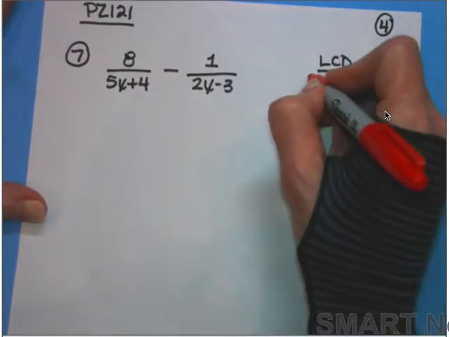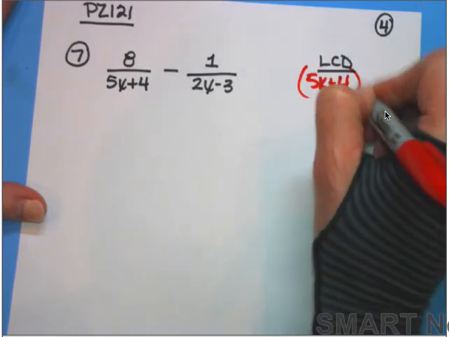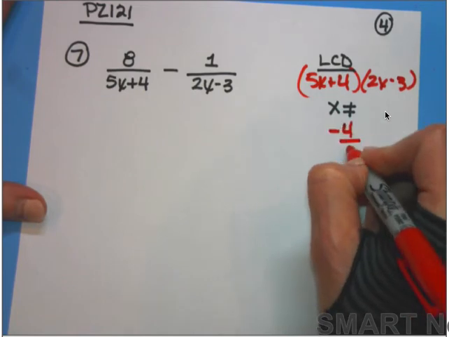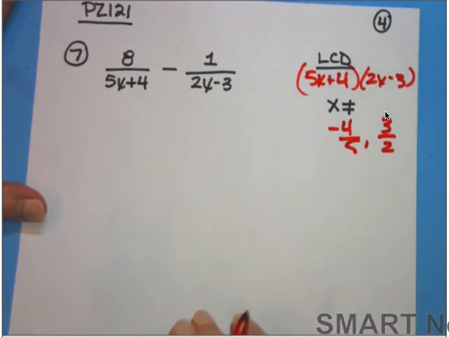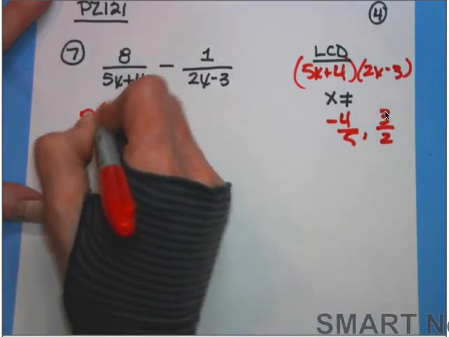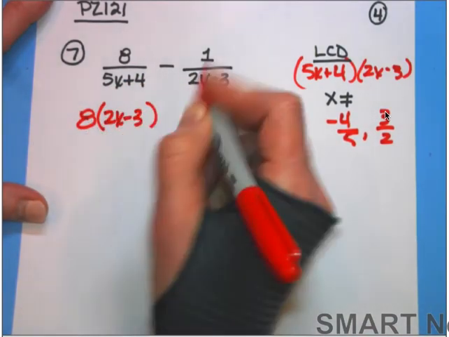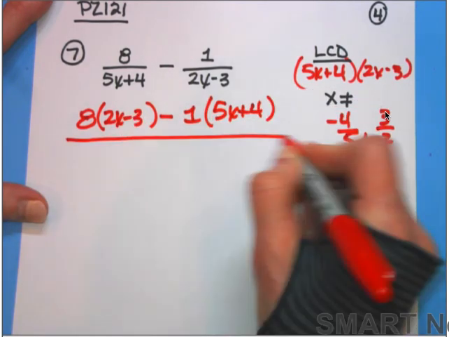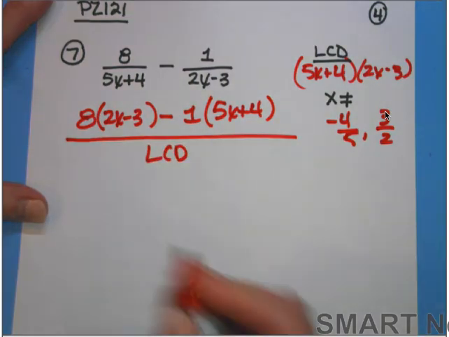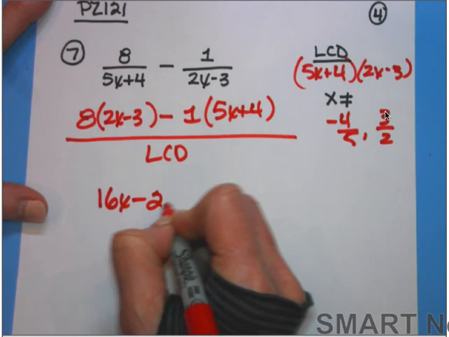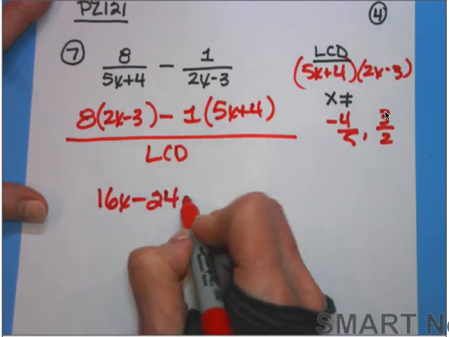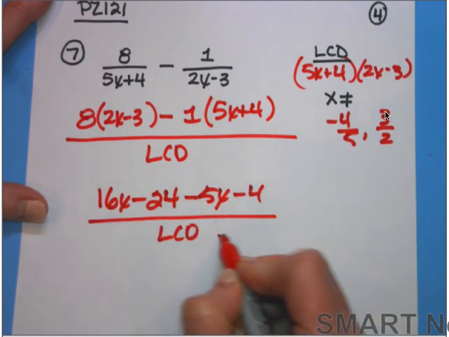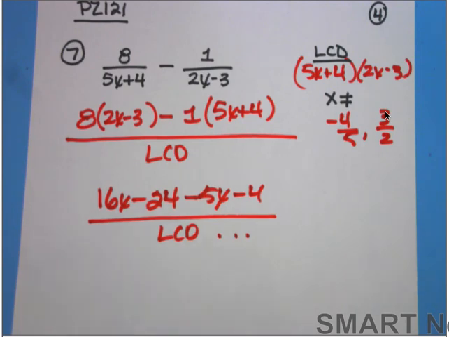The common denominator is simply going to be the two binomials that are already denominators of each individual ratio. My excluded values are negative 4 over 5 and positive 3 over 2. The first ratio needs to pick up a factor of 2x minus 3, and the second ratio needs to pick up a factor of 5x plus 4. All of that over my common denominator, and then multiplying this out. I'll go ahead and apply the negative sign here, so that's minus 5x minus 4 over the common denominator. I think I will let you take it from there on your own and finish this problem without my guidance.